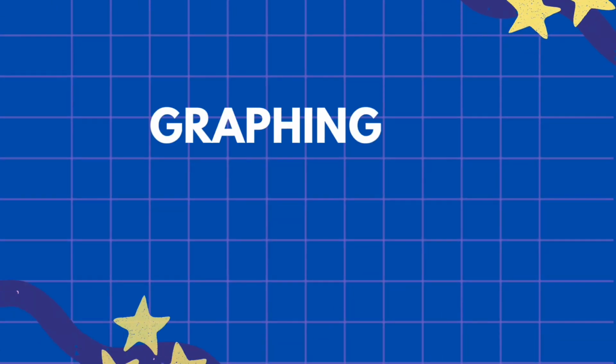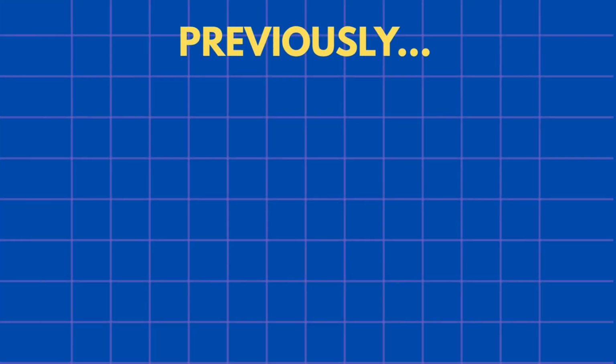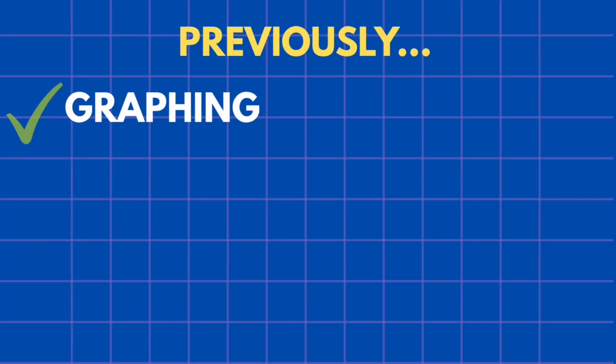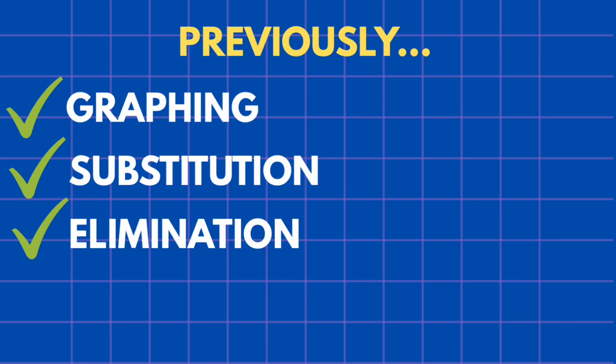Today we'll learn which method is best to solve a system of linear equations: graphing, substitution, or elimination. So far in this series, we've learned 3 different ways to solve systems of linear equations. We've learned how to solve them by graphing, we've learned substitution, and we've learned elimination. But if you're given a system of equations on a quiz or a test, how do you know which method to use? Should you graph it? Should you use substitution? Or should you eliminate one of the variables?